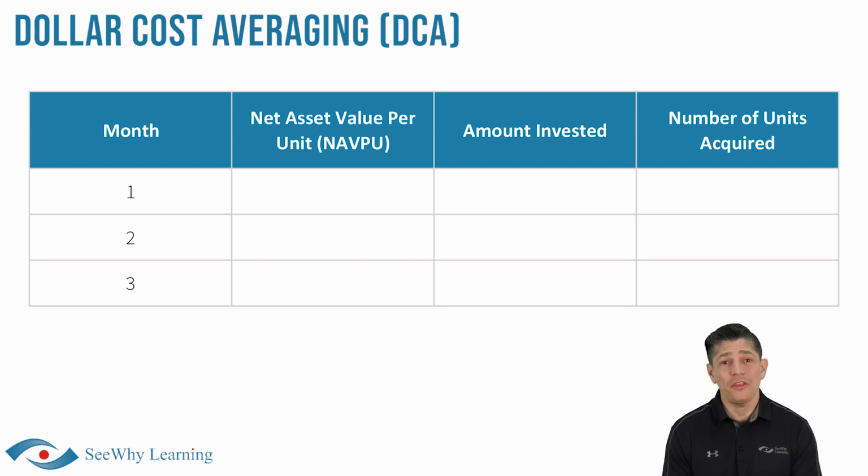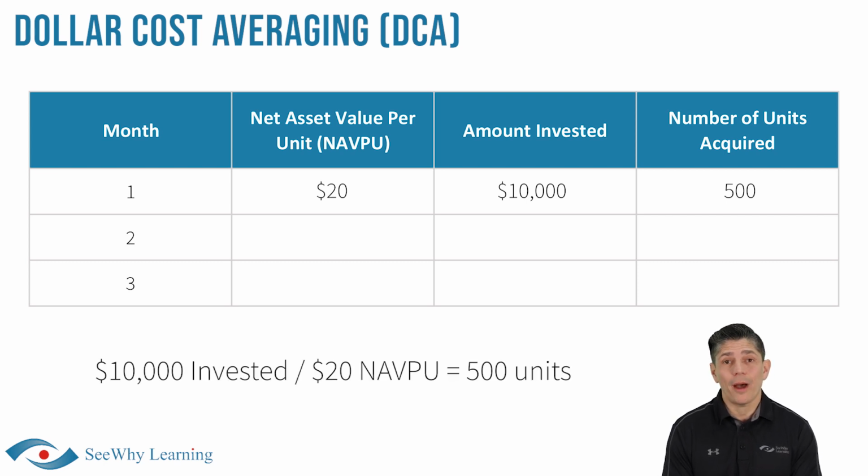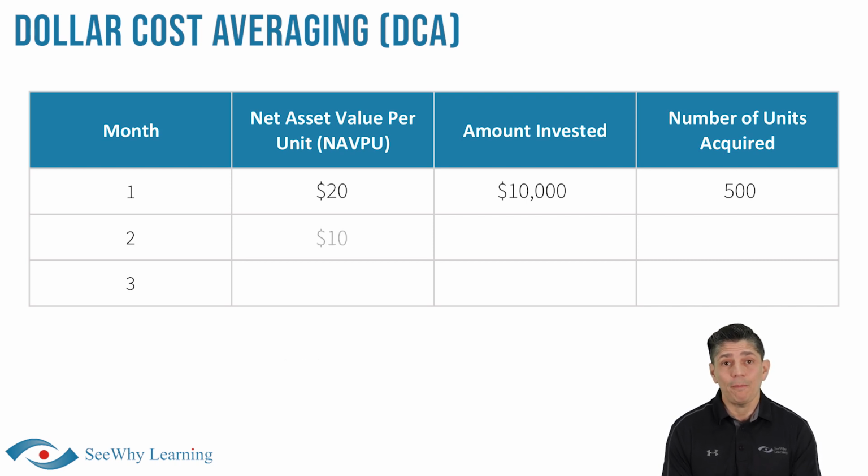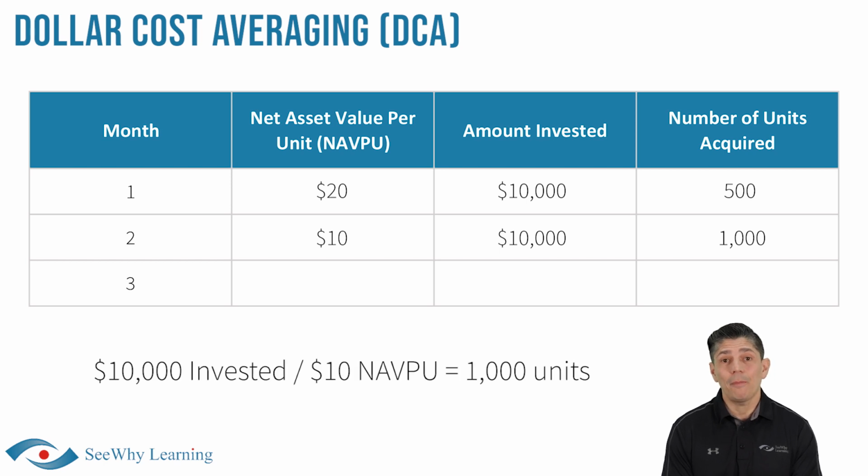In month 1, when the NAVPU was $20, Sarah invested $10,000 and would have acquired 500 units calculated as follows. $10,000 divided by a $20 NAVPU equals 500 units. In month 2, the NAVPU had fallen by half. Sarah was able to pick up twice as many units calculated as follows. $10,000 divided by a $10 NAVPU equals 1,000 units.